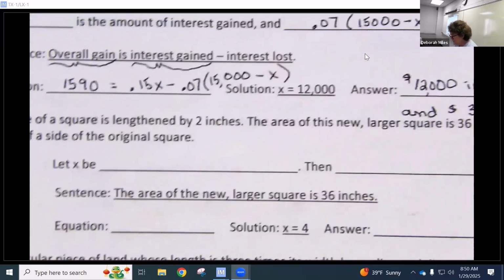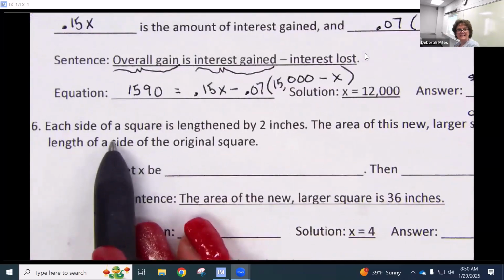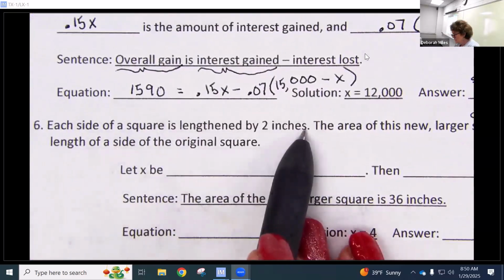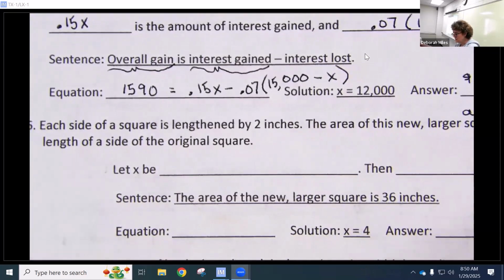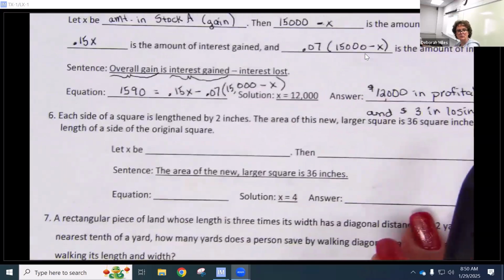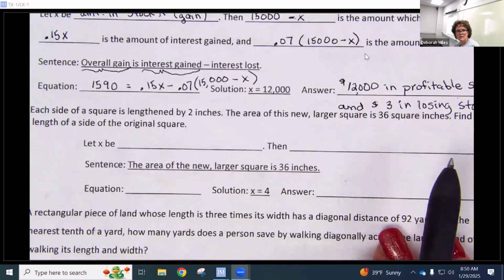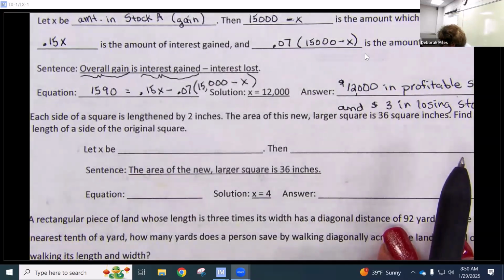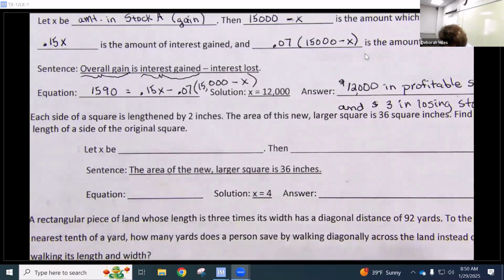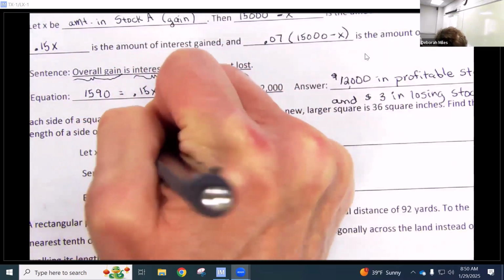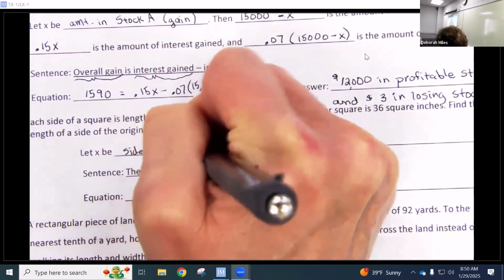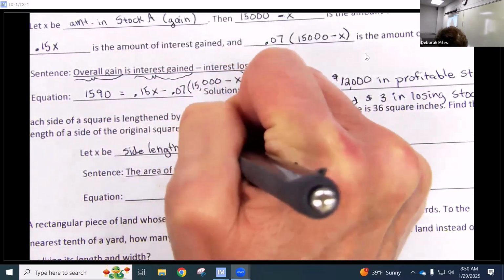All right, number 6. Each side of a square is lengthened by 2 inches. The area of this new larger square is 36 inches. Find the length of the side of the original square. What do you think X is here? Side length of the original square. Makes sense. Let it be the most basic thing. Let X be the side length of the original square.